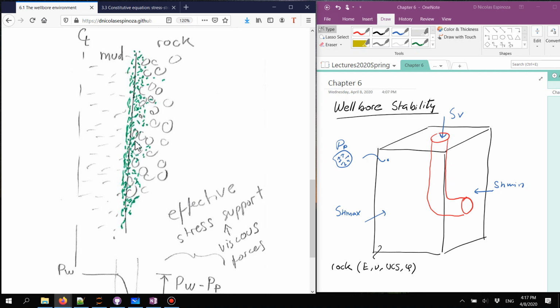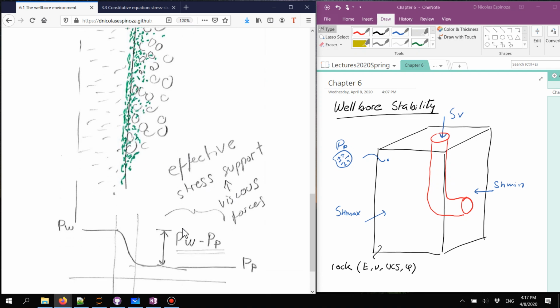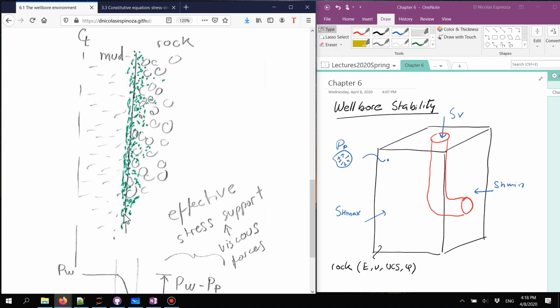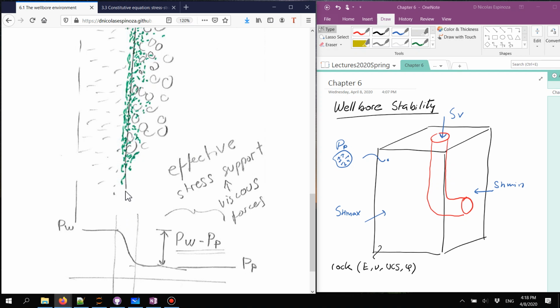And this mud cake is going to be very important because it's going to help us have this difference in pressure between the pressure in the wellbore and the pore pressure in the rock, which is going to act as an effective stress support on the wall of the wellbore. Just imagine for a second that this mud cake or filter cake is fully impermeable. If it were fully impermeable, then we could have a very well-defined difference between the pressure on this side, in the wellbore, and the pressure in the pores in the rock, because there is an impermeable barrier.